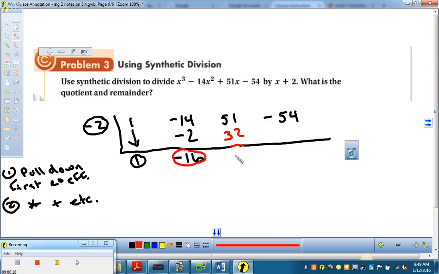All right. What do we get here? 83. Good. Third time through. Now we're going to multiply the 83 times the negative 2, and we get negative 166. That looks right. Add, and we get negative what? 220? All right. So, once you get here, you're done. This last number here is always your remainder.